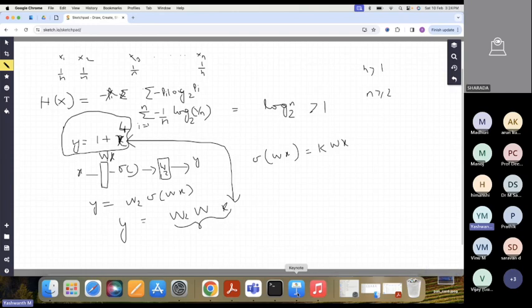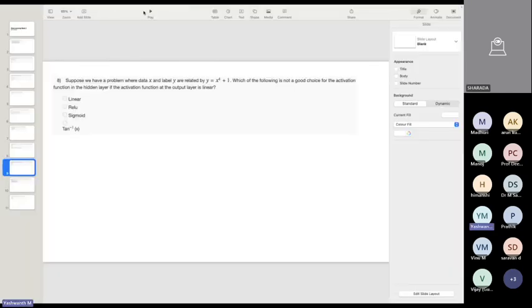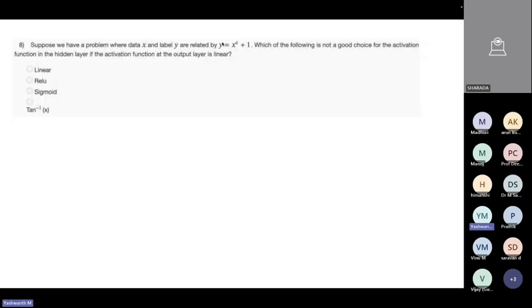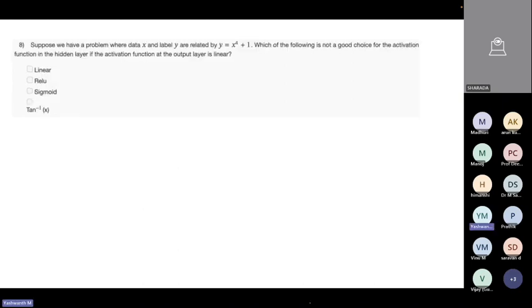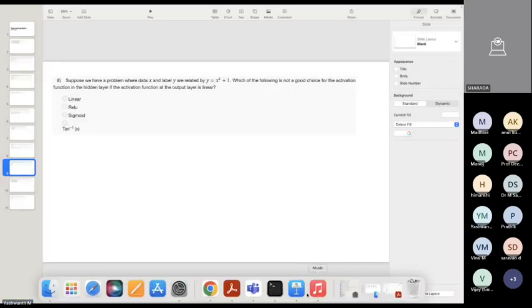Okay, so let me explain the question again. The question is you are given an input-output relationship, which is y equals x power 4 plus 1. And you are asked which of the following is not a good choice of activation function in the hidden layer if the activation function at the output is linear, right?